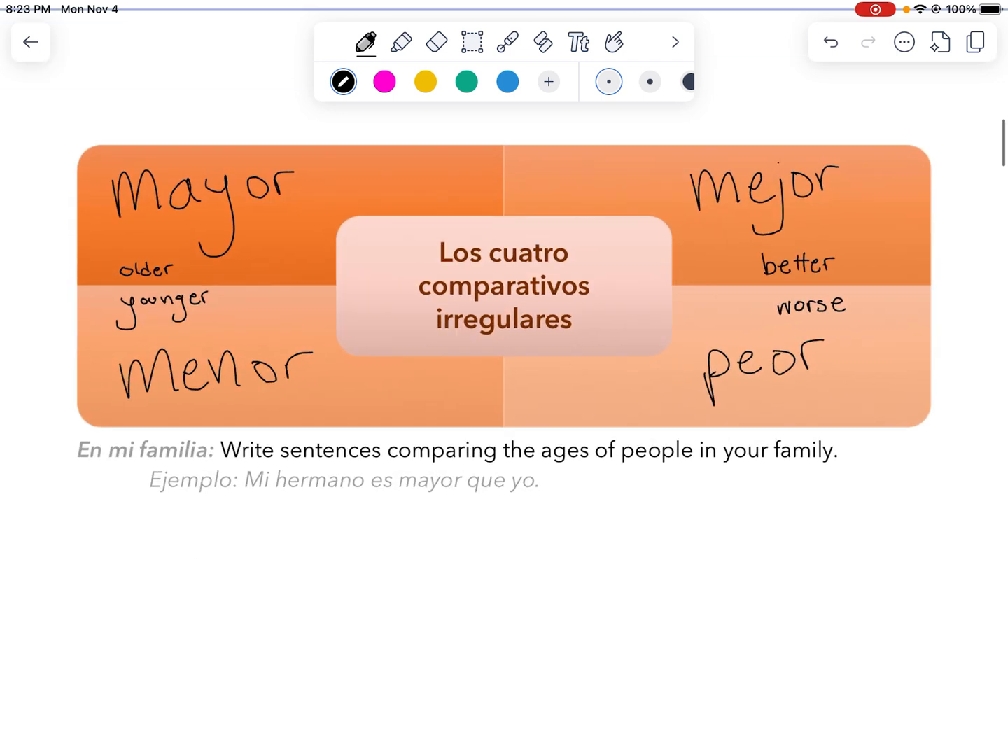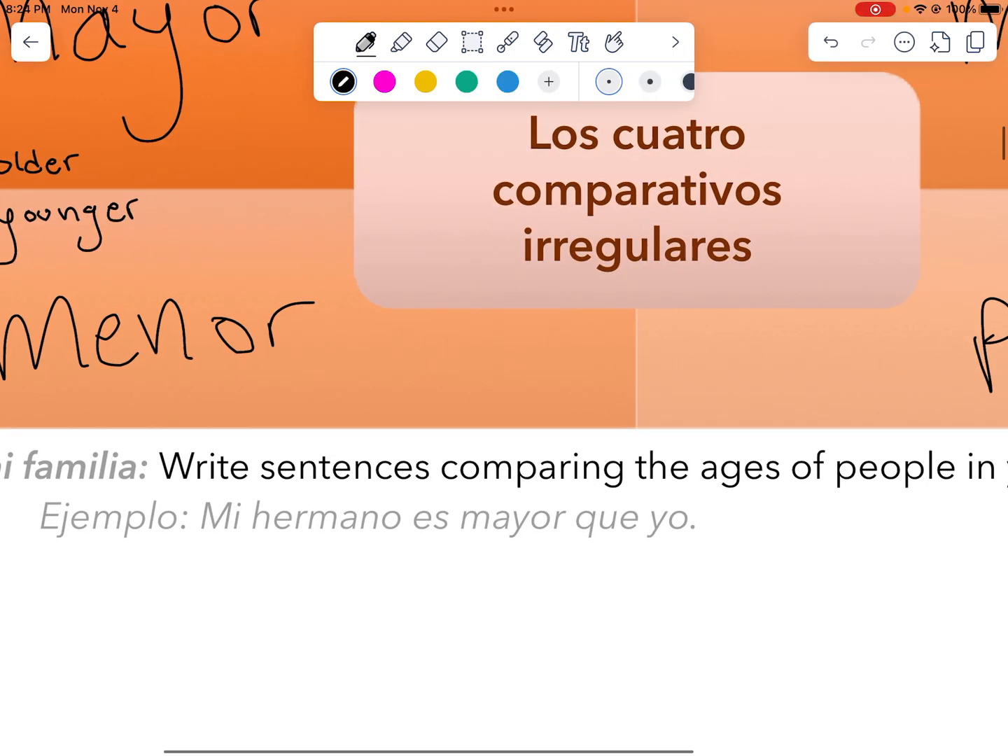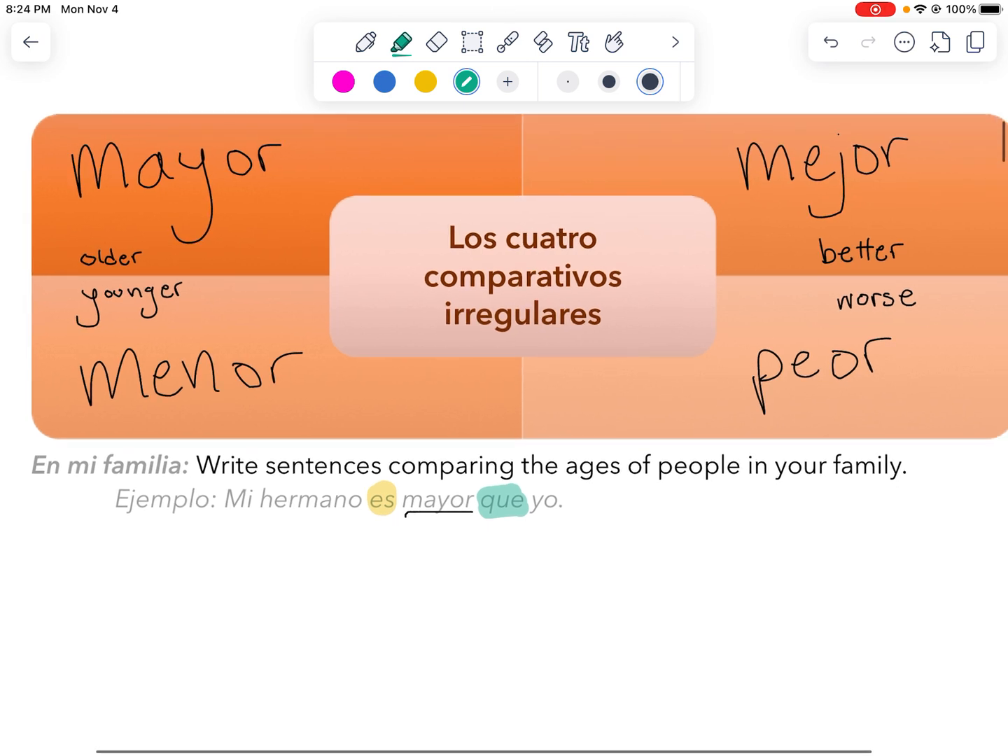Okay. The whole point of these notes is to talk about people in your family. So I can say something like, "mi hermano es mayor que yo," which is true. My brother is older than I am. Notice all of our irregulars go with a que, because they're comparisons. Es mayor que yo. So go ahead and write some more sentences comparing the ages of people in your family. Pause the video and write maybe 3 or 4 sentences.